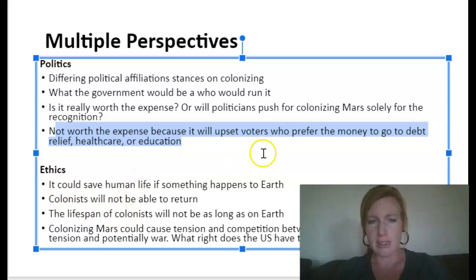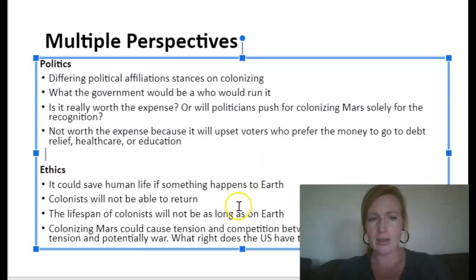Ethics, we've already talked about some of these. You'll notice that they overlap, but it could save human life if something happens to Earth, which we mentioned. Or it's also like, are we jeopardizing human life? Because colonists will not be able to return. So what if someone gets sick and they don't have the resources on Mars to get the proper cancer treatment that they need, etc.? The lifespan of colonists will not be as long. So those that are sent will have to know that they potentially will die sooner than they would on Earth.